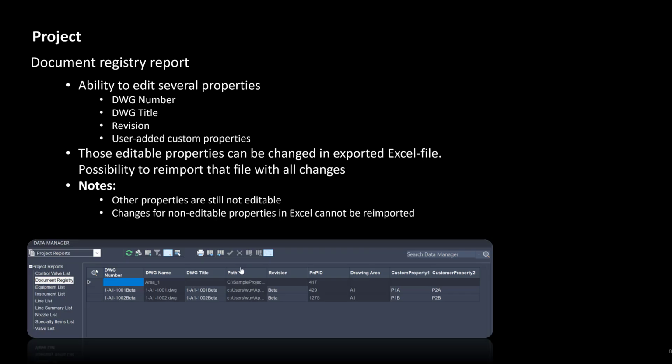First, not all properties are editable yet, and second, any changes made to non-editable properties in Excel will not be re-imported. In the image below, you can see that the editable columns are shown in a lighter color than those properties which are still not editable. Of course, you don't want to change the file name, the path, or the ID here, and because of that, it is still not allowed.